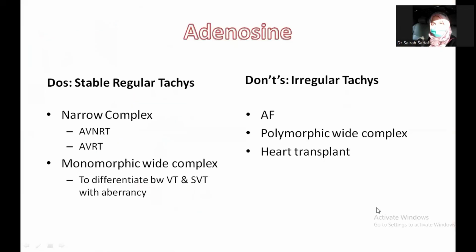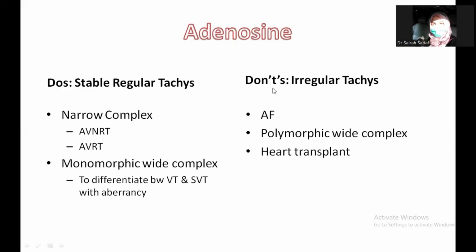So about adenosine, I thought it's my responsibility as I have mentioned it, so I should also mention when to give it and when not to give it. In stable, regular, narrow complex tachycardia, you can give it safely. And in monomorphic, wide complex, stable VT, you can also give it. With a single shot, it will not be harmful for the patient, because you have to give it some time to differentiate between VT and SVT with aberrancy. Cardiologists should do that. If you're not sure, don't give adenosine.